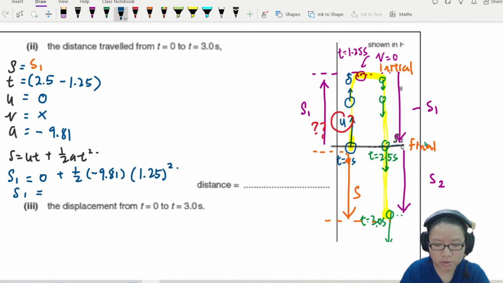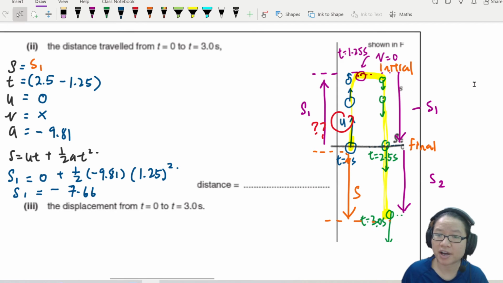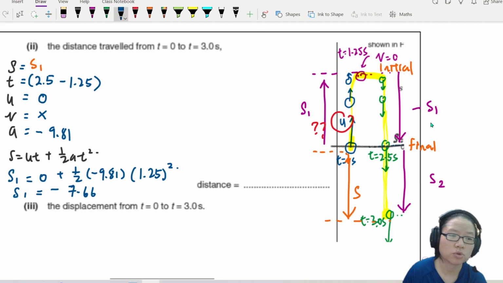If I press my calculator, 9.81, 1.25 squared, this is negative 7.66. Why negative sign? Because your final position is below the initial position. That's why your S1 is negative. Okay, we can keep it there. Don't worry about it. Now let's look for S2.